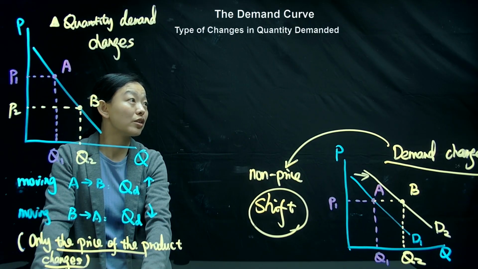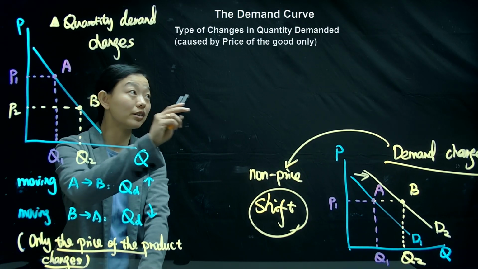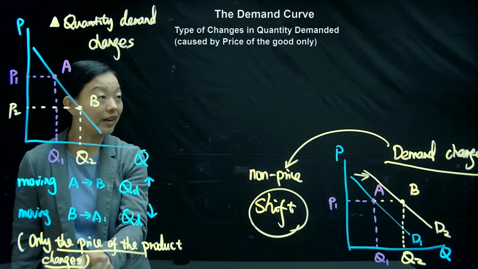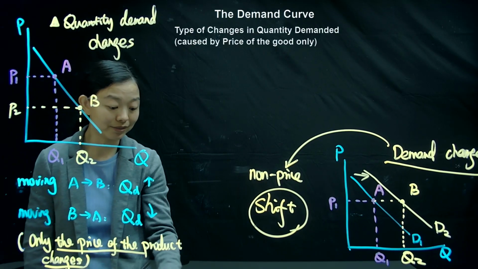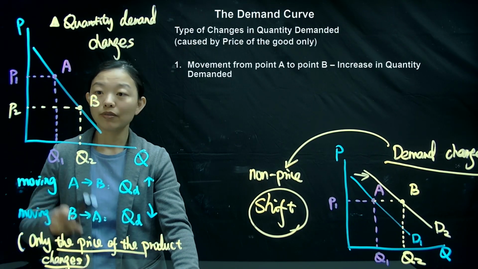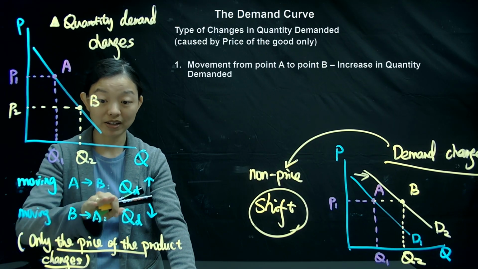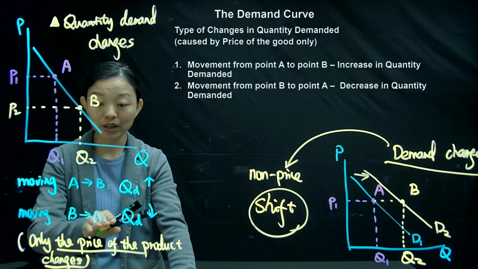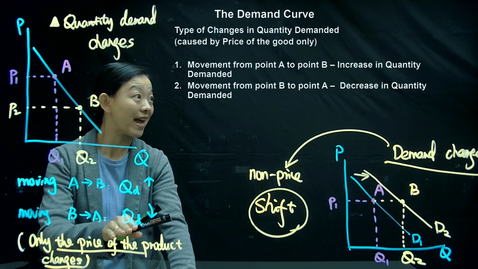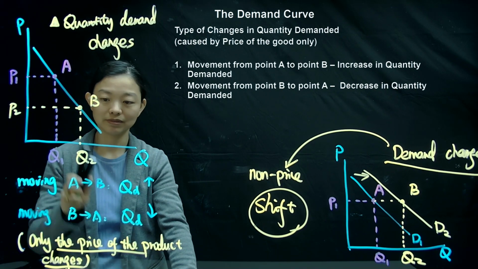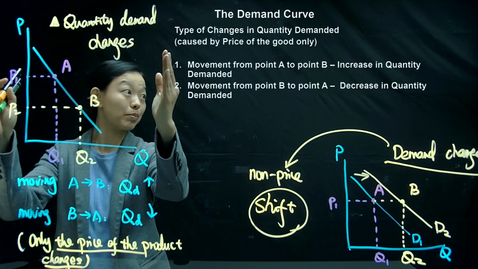So the change in quantity demand, as I mentioned here, will only be caused by the price of the product itself, okay? Moving from A to B, we have quantity demand increase. Moving from B to A, we have quantity demand decrease, right? This is reflected on this part.